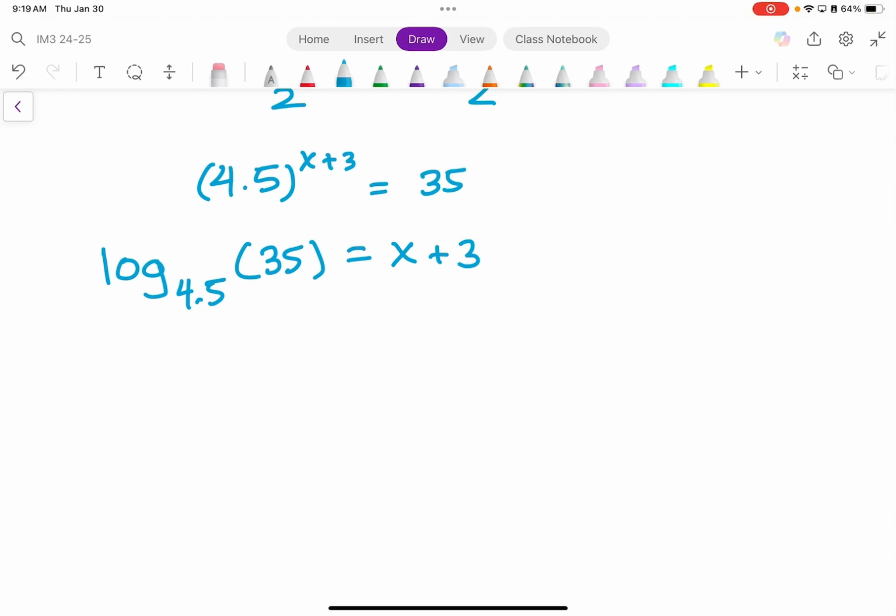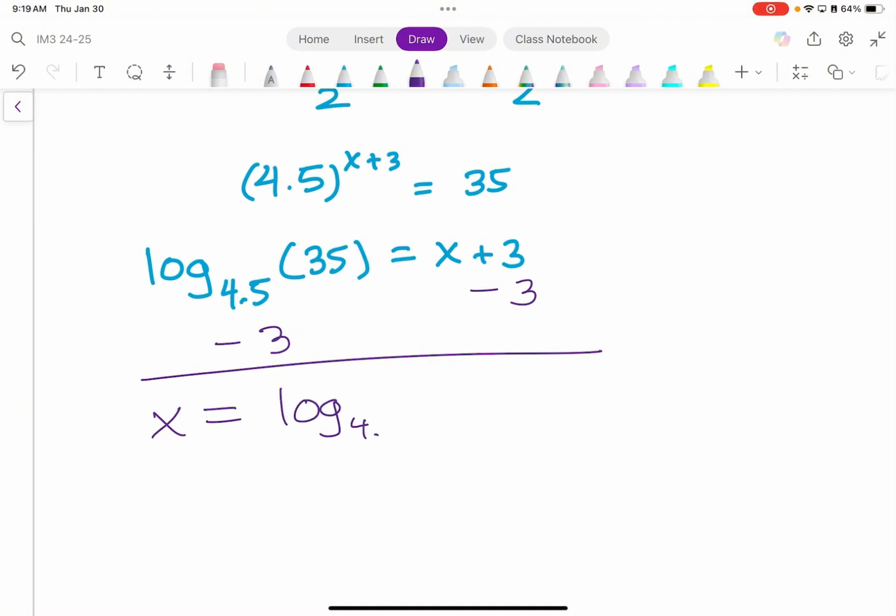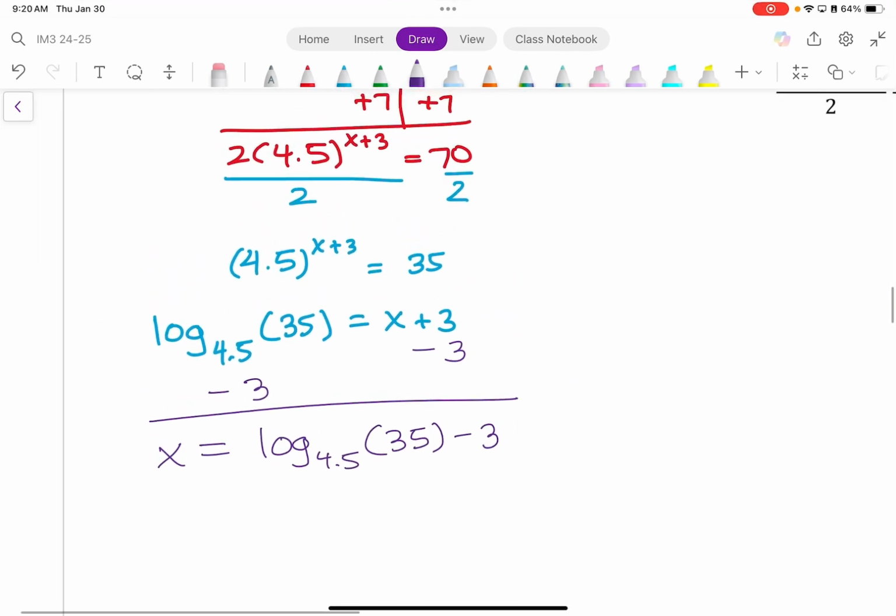And we just have one little thing left to do to get x fully by itself, and that is to subtract 3. So we're going to subtract 3 from all of that. So we get the following. X equals log base 4.5 of 35 minus 3. And that's going to give us our exact answer. We still need to do the approximate answer. But I'll let you guys catch up with that line. Please write that line down.